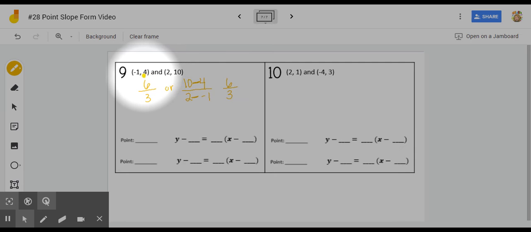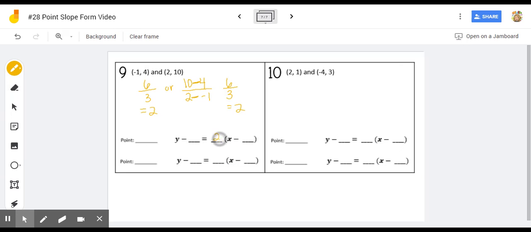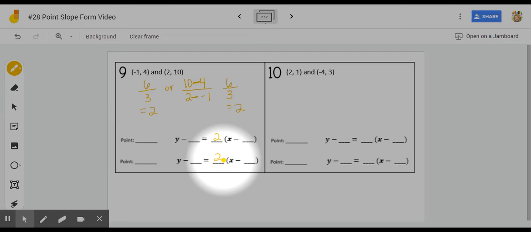So if you counted to go from 4 to 10, you went up 6. And to go from -1 to +2, you counted up 3. So 6 over 3 is our slope. If you ran the formula, you did 10 minus 4 and over 2 minus -1, and you'll end up getting the same slope here, guys. Now, what is 6 divided by 3? That literally gives us a slope of 2. So our slope is 2 inside our formula, which goes in front of the parentheses with x.